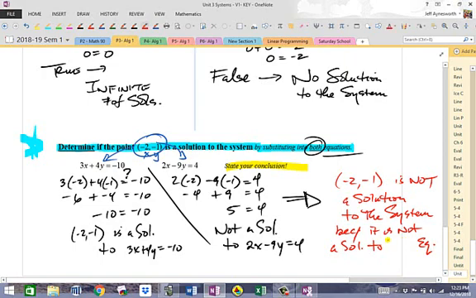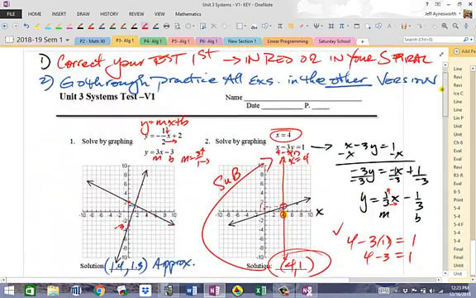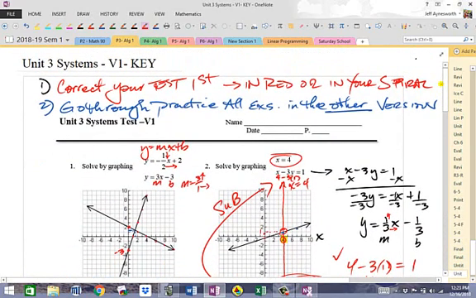Let me spell better. There we go. All right, and because of that, it's not a solution to the system. Why? Because it's not a solution to both equations. If it was, I would say it is a solution to the system. Okay, that's version 1.